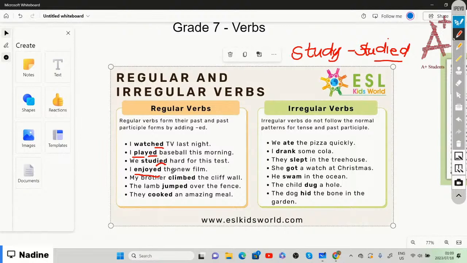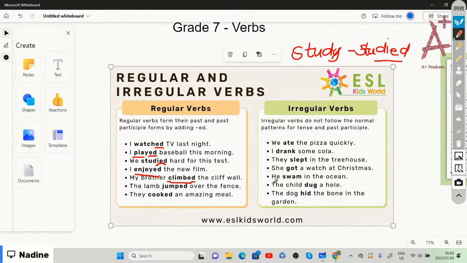My brother climbed the cliff wall, right? So if we were to make mention of it being now, then we would say climb, being now in the present. But if we make mention of the past, then we say climbed by adding our ed, right? So the rule is adding ed to show that it is within the past tense.